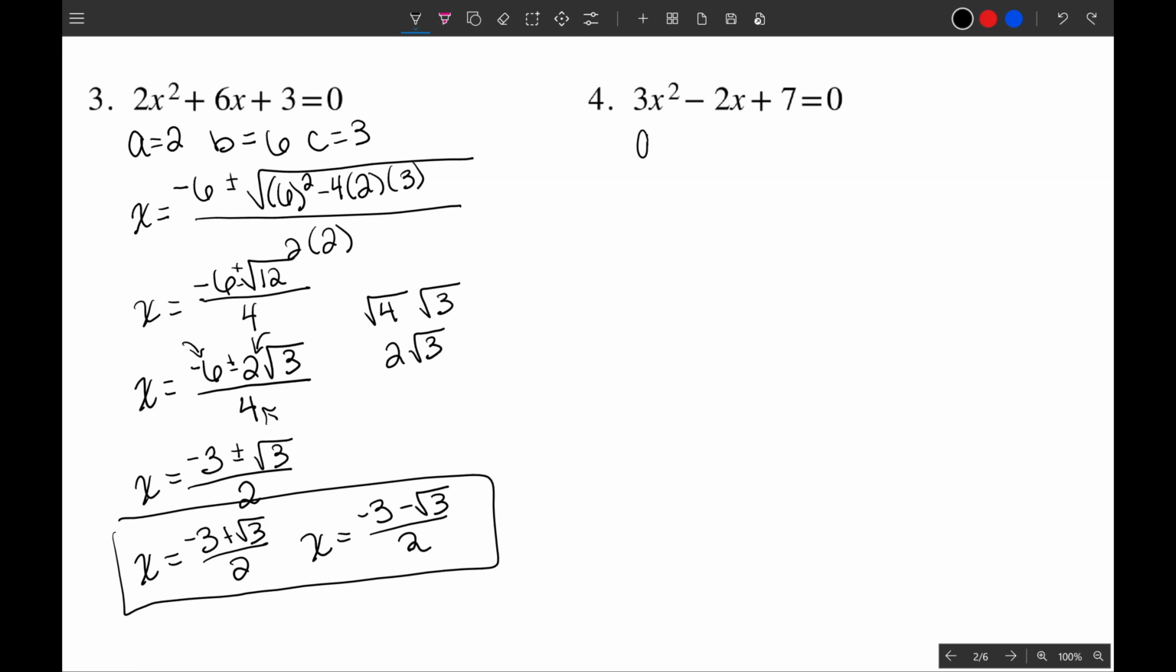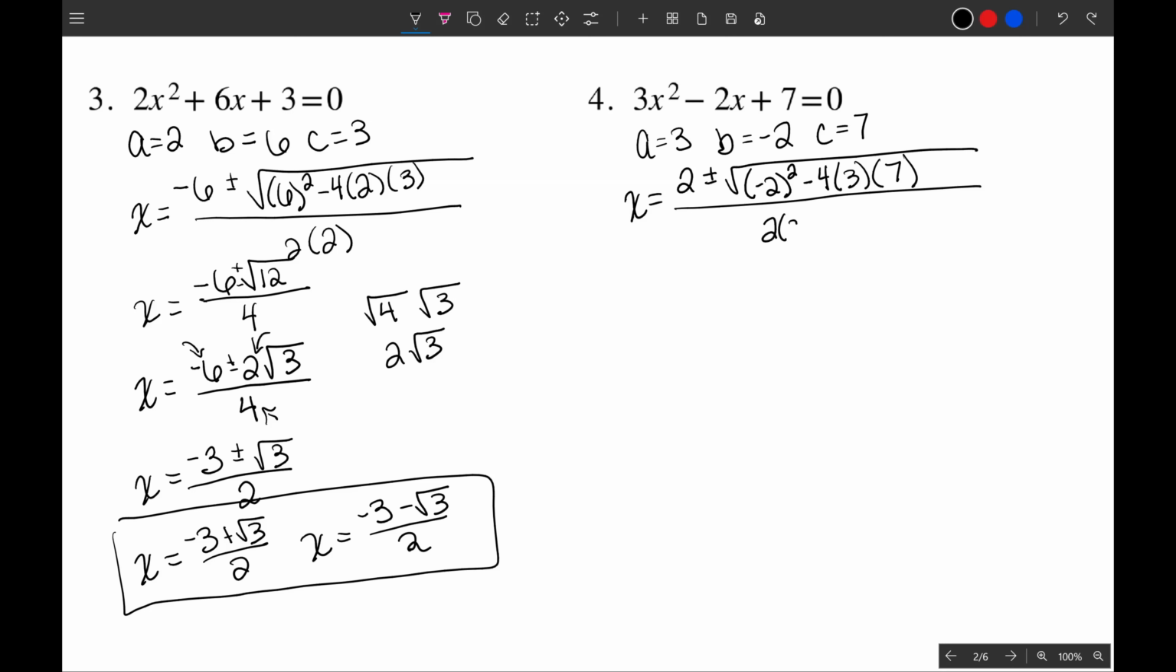On number 4, a is 3, b is negative 2, and c is 7. So I plug into my quadratic formula. x equals negative b. Since b is already negative, that would be a positive 2, plus or minus the square root of b squared, so negative 2 squared, minus 4 times a, which is 3, times c, which is 7, all over 2 times a, which is 3. And then from here, we're just simplifying, so we need to know what that discriminant is. So under the root, I get negative 80.